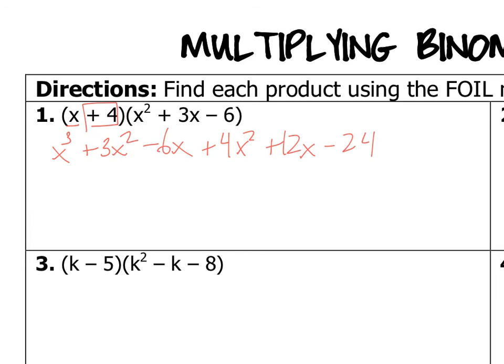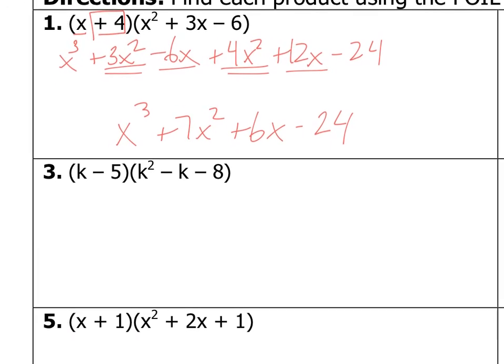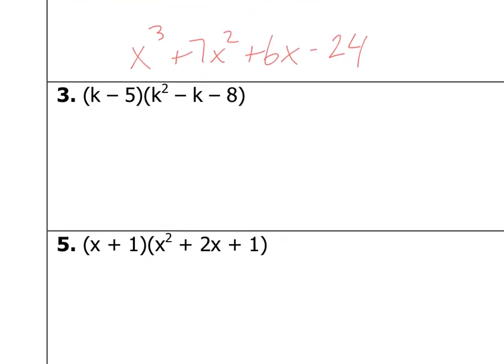Highest exponent gets to go first. That is x to the third power. I've got a couple second power terms. Those will simplify into 7x squared. I've got a couple of these terms here with just 1x, so those will be 6x, and nobody combines with 24. So there we go. So again, just more multiplying, not any harder, just a little bit longer.